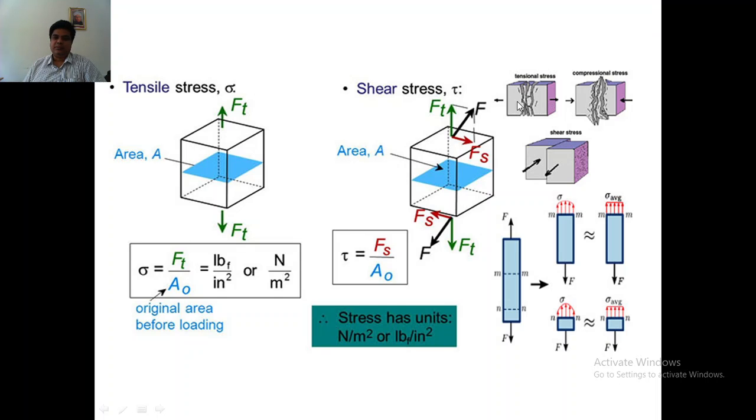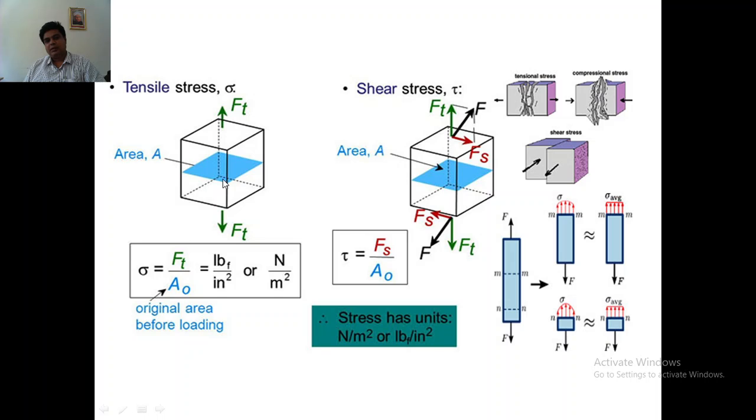That is a common thing. If you apply load or force beyond the capacity, the material will fail. It depends on how much load or force you are applying. But if you want to know the stress in the material, you simply divide the force by the area. If the load is tensile force, the stress will be tensile stress, sigma.